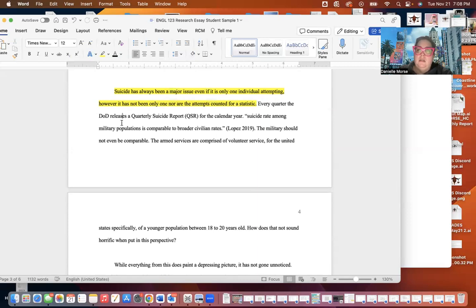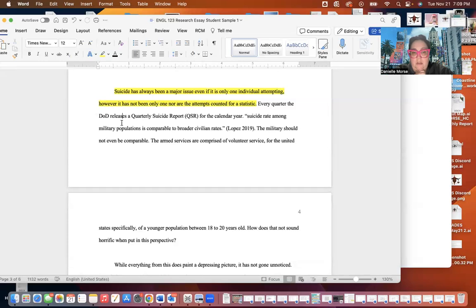So this is where hedging is needed, and it's not being used because it's being purported as a universal truth, which is a logical fallacy. "Suicide has always been a major issue, even if it is only one individual attempting suicide. However, not the correct grammar, but however, it has not been only one, nor are the attempts counted for a statistic." I don't know what that means. Okay, so this is okay, let's keep reading.